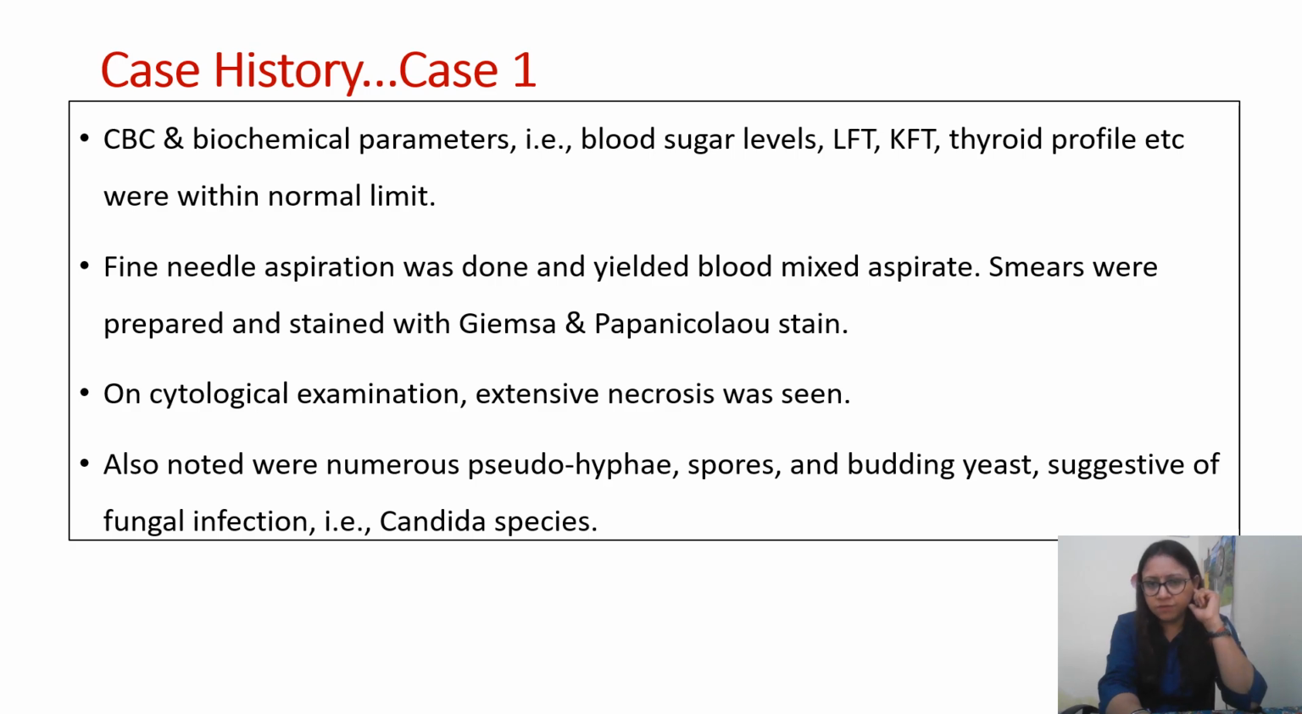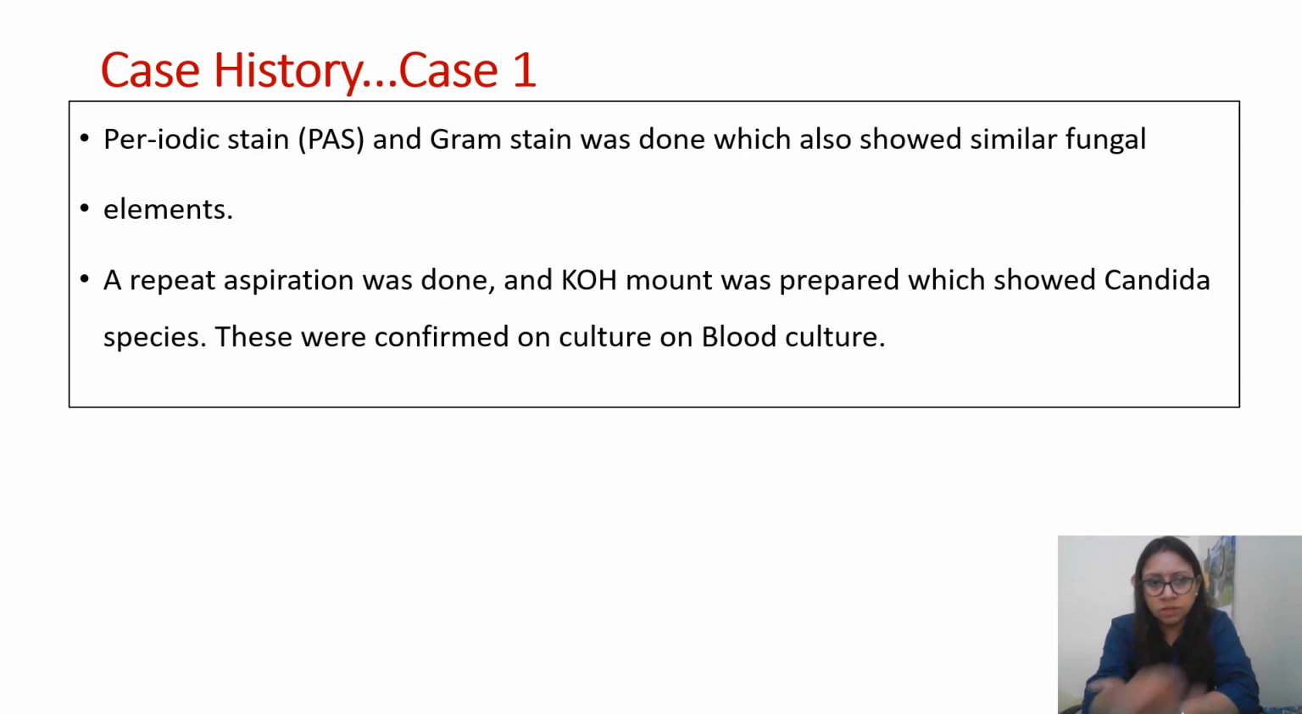And when we did the FNA from the swelling, the aspirate was blood mixed and the smears were stained with Giemsa and Papanicolaou stain. On cytological examination, what we reviewed was extensive necrosis and also noted were numerous pseudohyphae and spores and budding yeast forms of Candida, that is a fungal infection. And we applied special stains, that is periodic acid Schiff and Gram stain, which also showed, just to confirm, the presence of the fungal elements.